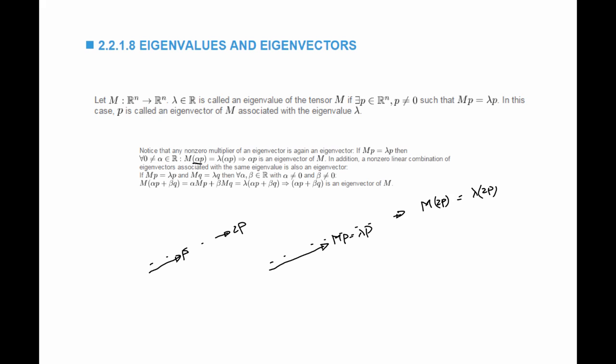Also, the sum of two eigenvectors gives me another eigenvector, because of the linearity of the matrix operation. If I have one eigenvector with MP equal to lambda P and another eigenvector with MQ equal to lambda Q, then M of alpha P plus beta Q, because of linearity, is equal to alpha MP plus beta MQ, which is equal to lambda alpha P plus lambda beta Q. So alpha P plus beta Q is also an eigenvector of M.